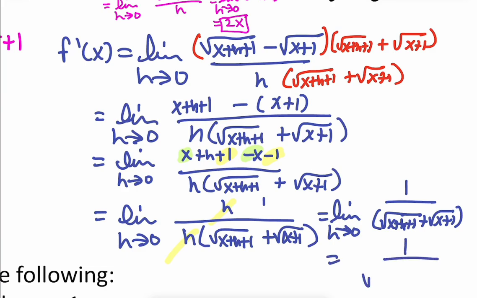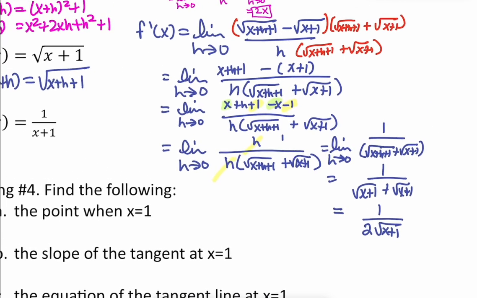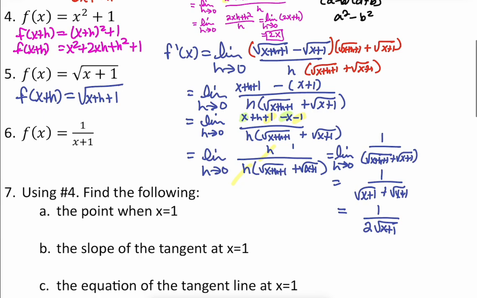So it's 1 over the square root of x plus 1 plus the square root of x plus 1. How many square root of x plus 1s do we have? 2. So our final answer will be 1 over 2 of those things. Okay, so that is number 5. The square roots will always work exactly like what you've just seen here. So follow that, and then you're ready to go.